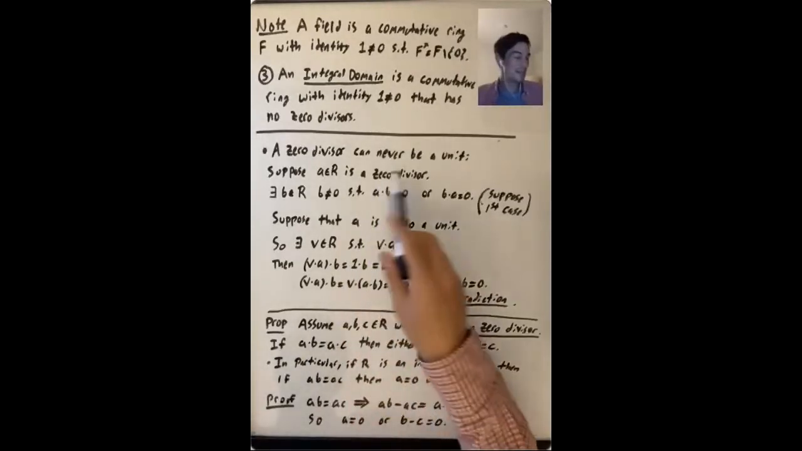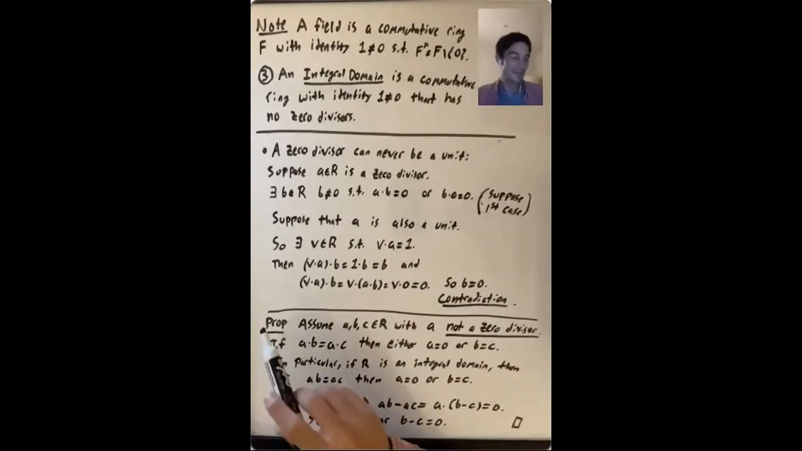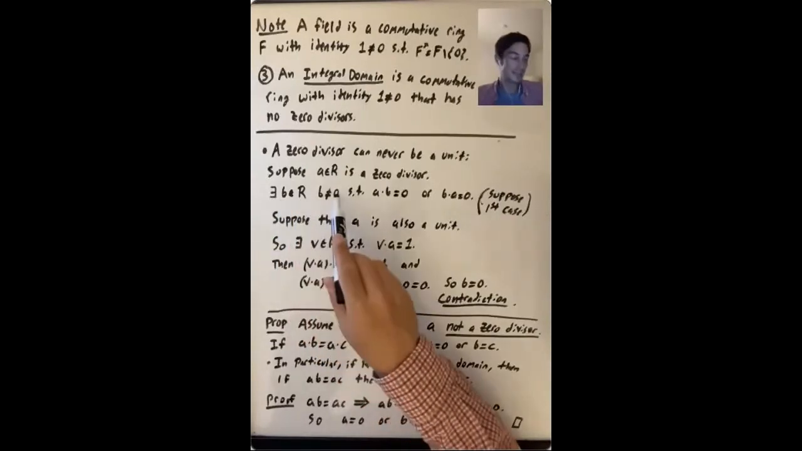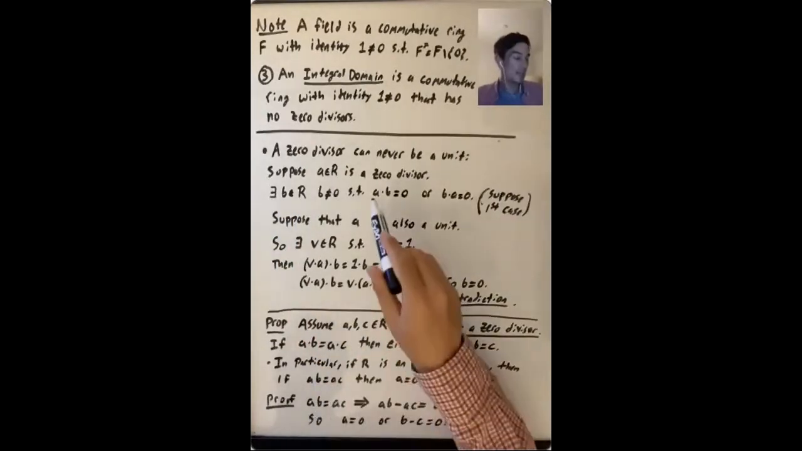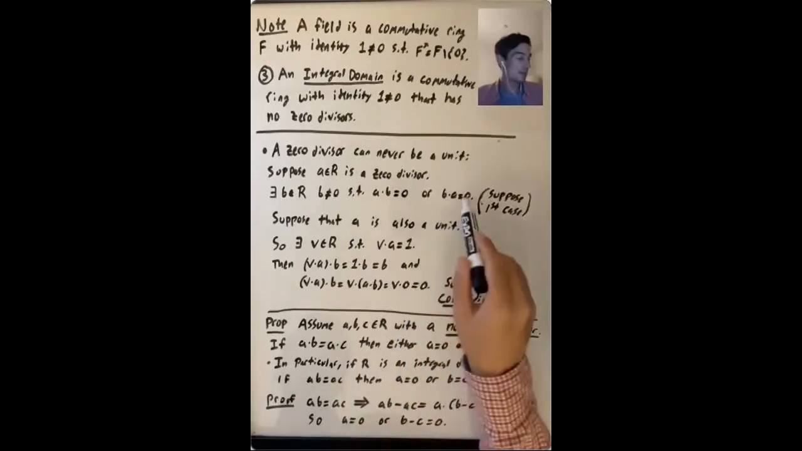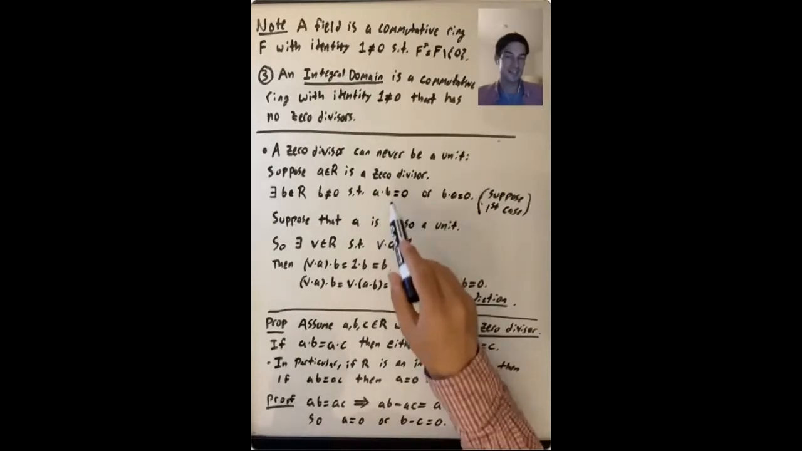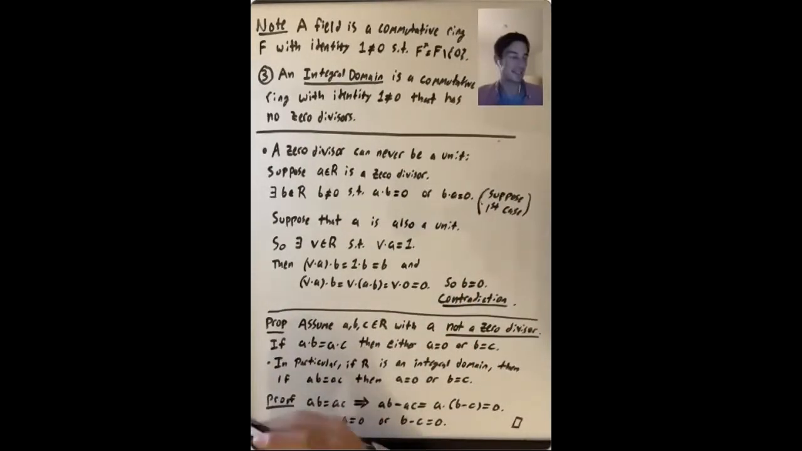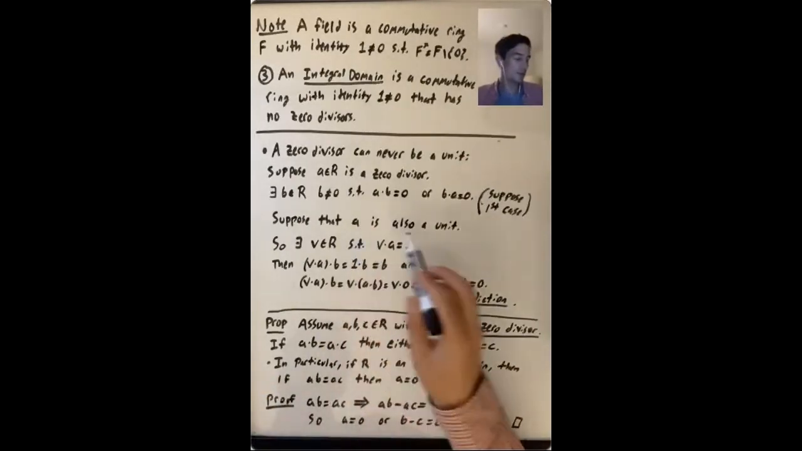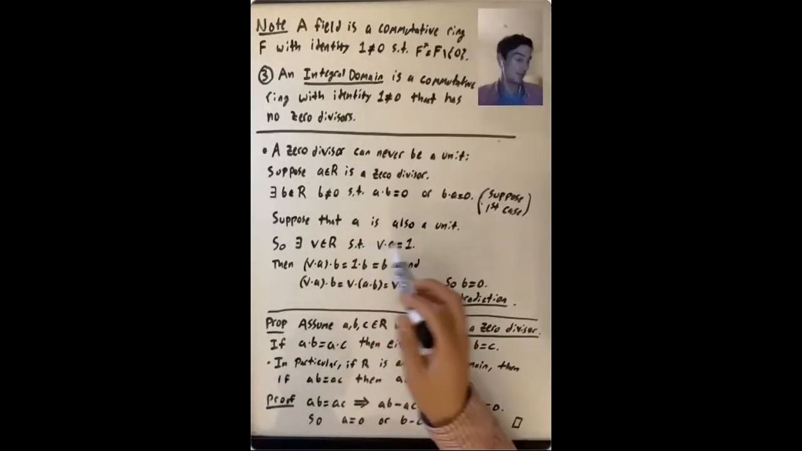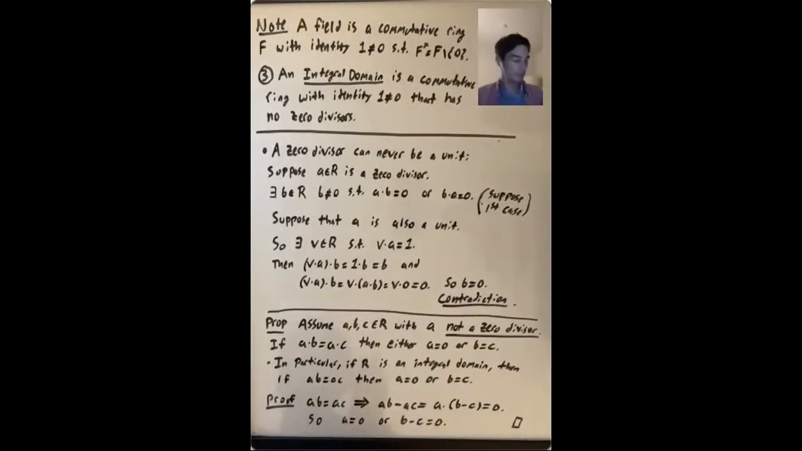So what does it mean for A to be a zero divisor? It means that there's some element B in the ring that's not 0, such that A times B equals 0 or B times A equals 0. So I'm just going to suppose that we're in the first case for this argument, and you can think about what happens if we're actually in the second case. So let's suppose that A is also a unit. So what does that mean? There exists an element V in the ring such that V times A equals 1. Here, it's also true that A times V equals 1, but we're not going to need that here.